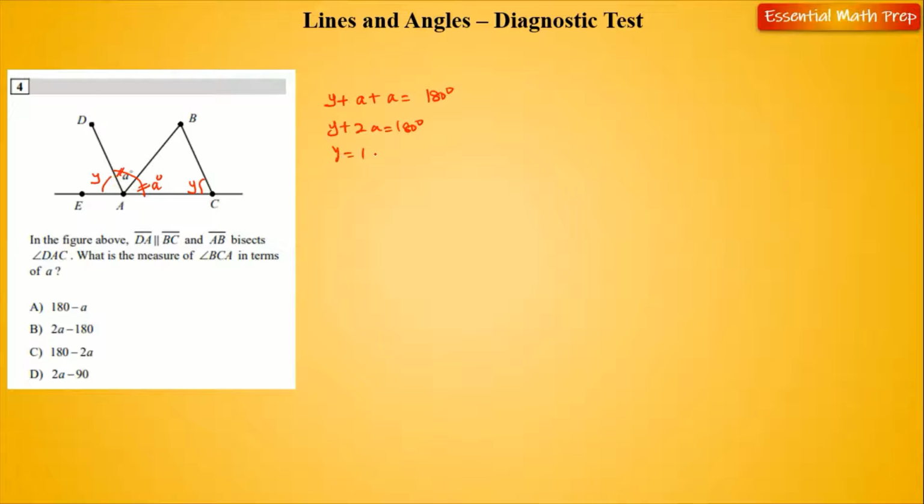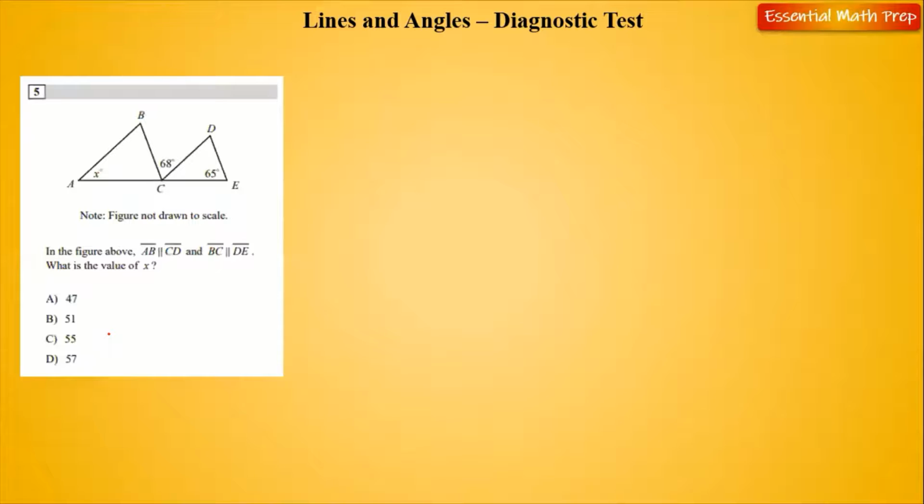So y equals 180 minus 2a. Because this angle right here is 180 minus 2a, this should also be 180 minus 2a. So the correct answer is 180 minus 2a. Right. This problem is an extension of the problem we just finished.